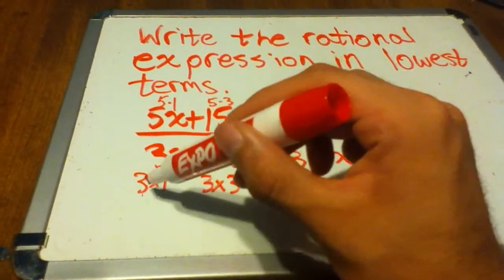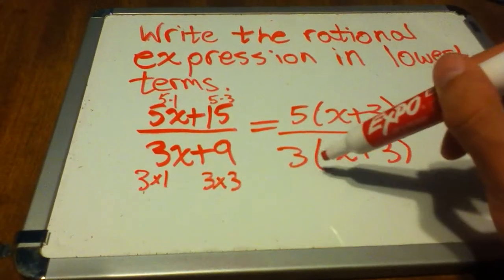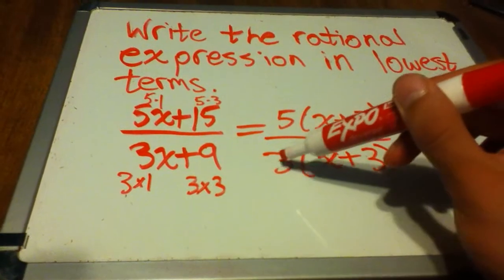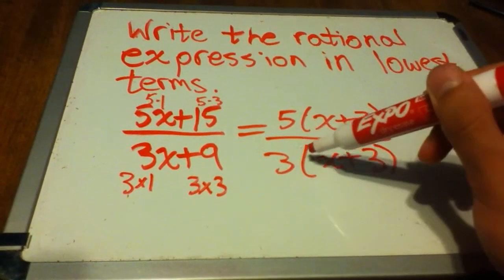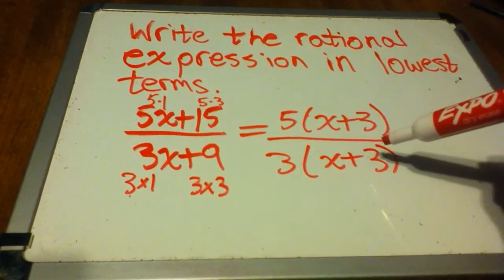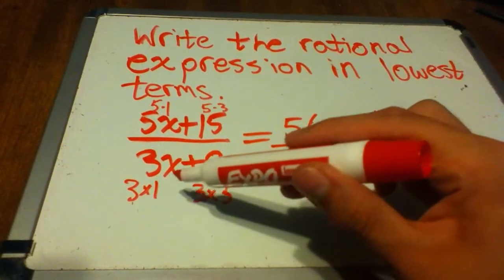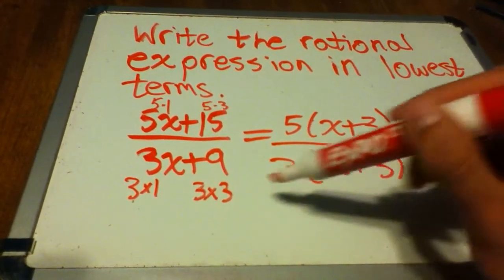And for the denominator, we had a 3 in common, so we could bring out the 3. Again, you can check your work by distributing, and you should end up with the same thing, because 3 times x gives you 3x, and 3 times 3 gives you the 9.